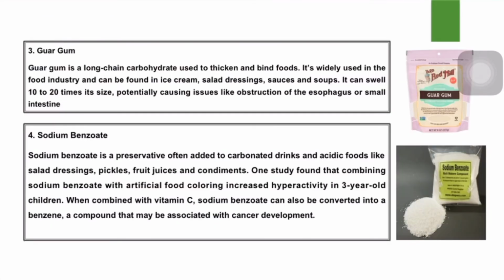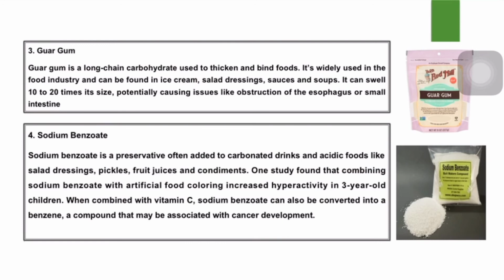The third one is guar gum. Guar gum is a long-chain carbohydrate used to thicken and bind foods. It's widely used in the food industry and can be found in ice cream, salad dressings, sauces, and soups. It can swell 10 to 20 times its size, potentially causing issues like obstruction of the esophagus or small intestine. That is about guar gum.